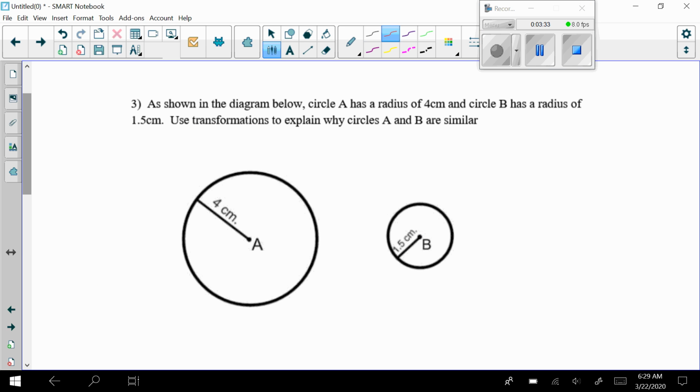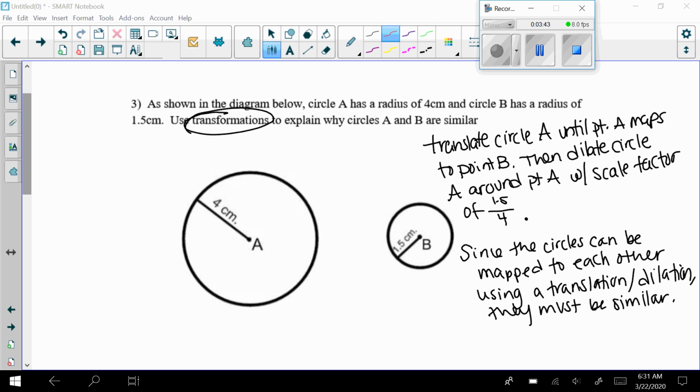All right, the key here is to use transformations in order to explain this. So you want to use as much detail as possible. I'm going to write my explanation and then talk through it with you guys. Okay, here's my explanation.